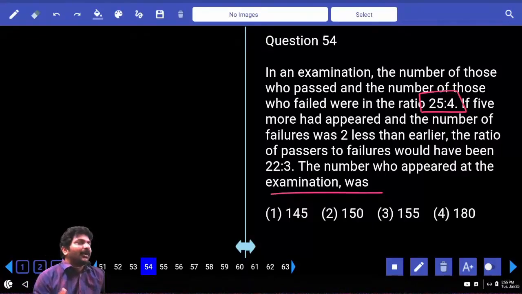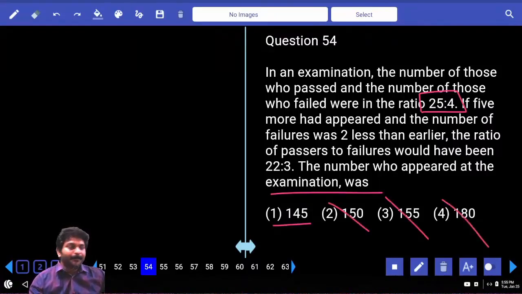29 parts. Should be what multiple? 29 multiple. That's what we need to calculate, correct? Is your first option a 29 multiple? Second option? Third option? Fourth option? Final answer.